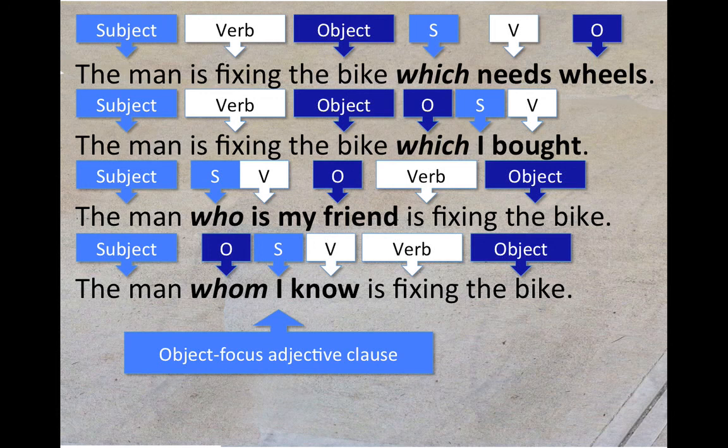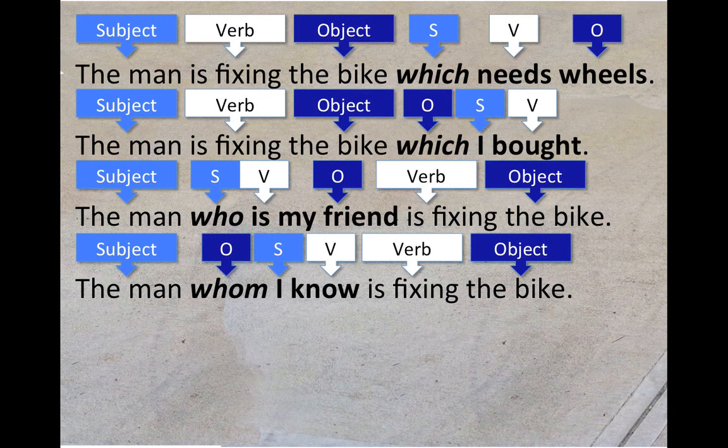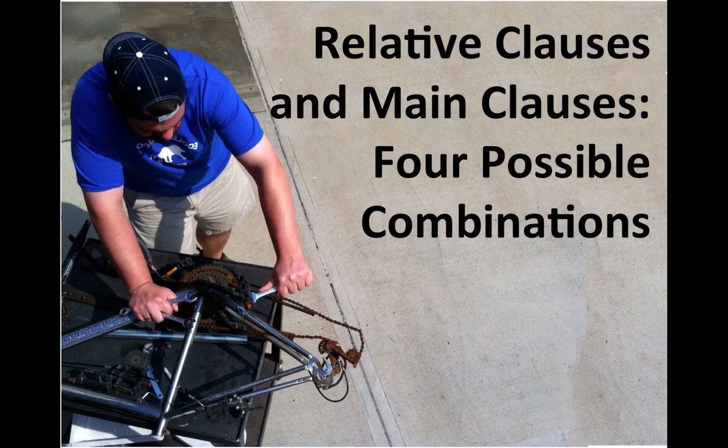All four of these combinations are possible. These are all correct sentences, and these are all things you can do with adjective clauses. But I hope that this combination, especially the color coding, can help you see that all four of these combinations are possible. Subject-focused relative clauses or object-focused relative clauses can modify the subject or the object of the main clause. So those are relative clauses and main clauses, the four possible combinations.